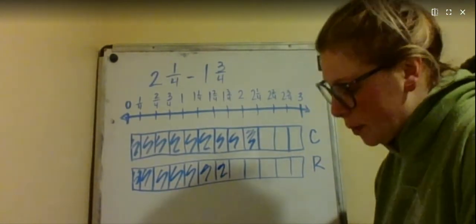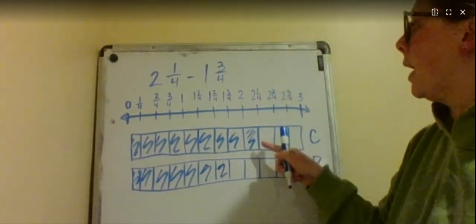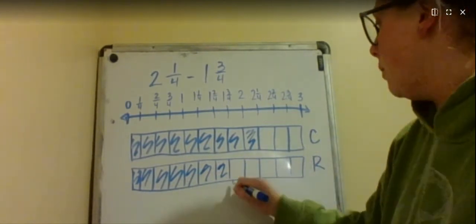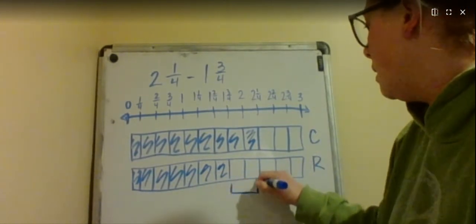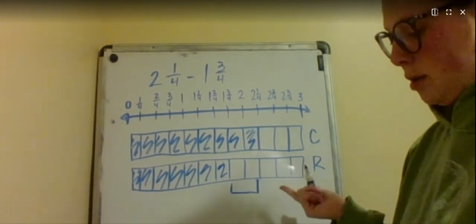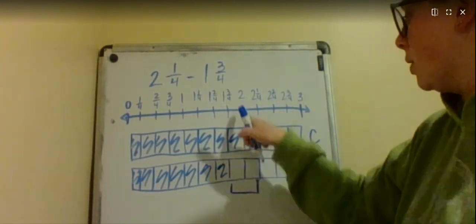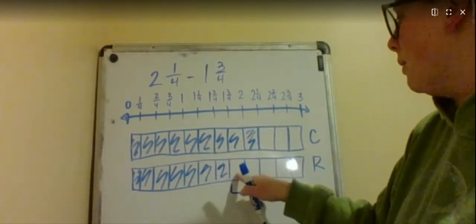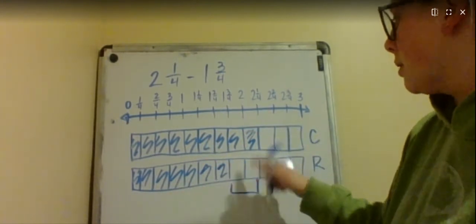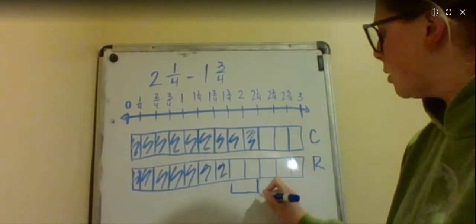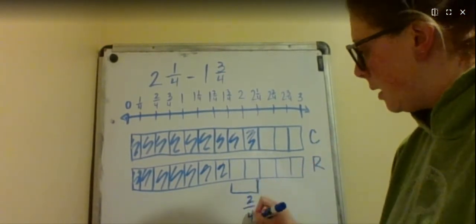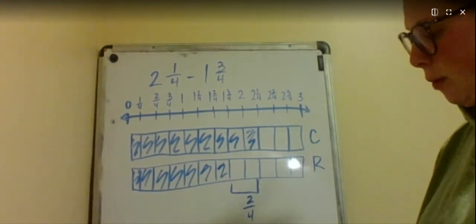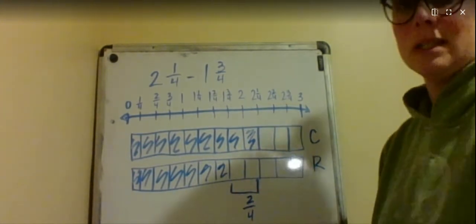Now, the question's asking how much longer did Chandler go than Ramon? So we could think about these pieces here as the difference. And we're talking fourths, so I broke everything up into fourths. So that's like 1/4, 2/4. Okay. So 2/4 is the difference. Now, the other way we could do that would be actually subtracting it out.